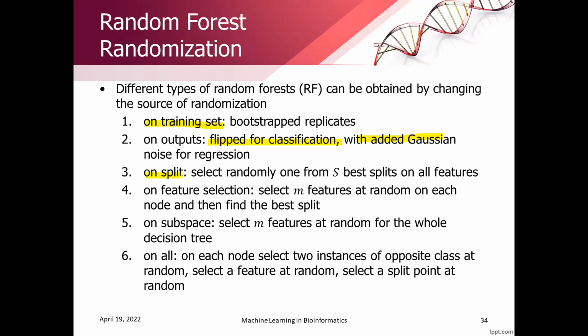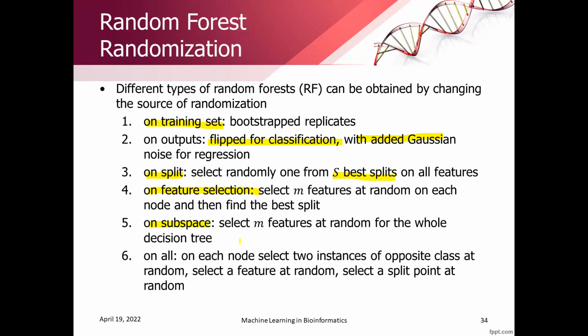On a split, instead of considering all possible features, we select the best splits, and out of them we select randomly one. So not necessarily the best one. On feature selection, we select only a subset of features, and only these are considered for selecting the attribute for splitting.